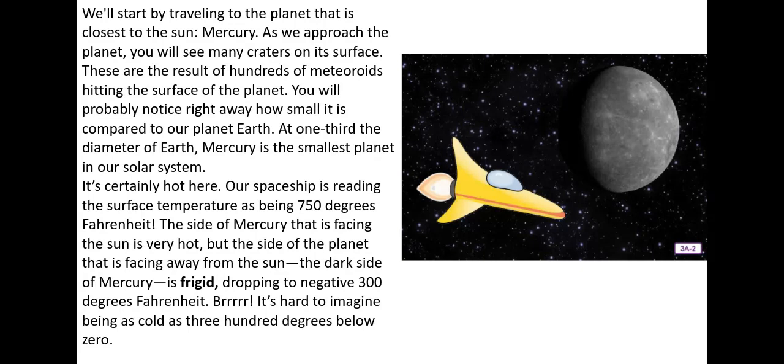It's certainly hot here. Our spaceship is reading the surface temperature as being 750 degrees Fahrenheit. The side of Mercury that is facing the sun is very hot, but the side of the planet that is facing away from the sun, the dark side of Mercury, is frigid, dropping to negative 300 degrees Fahrenheit. Brr. It's hard to imagine being as cold as 300 degrees below zero. Whew. It's amazing the difference in where the sun is and where the sun doesn't shine.